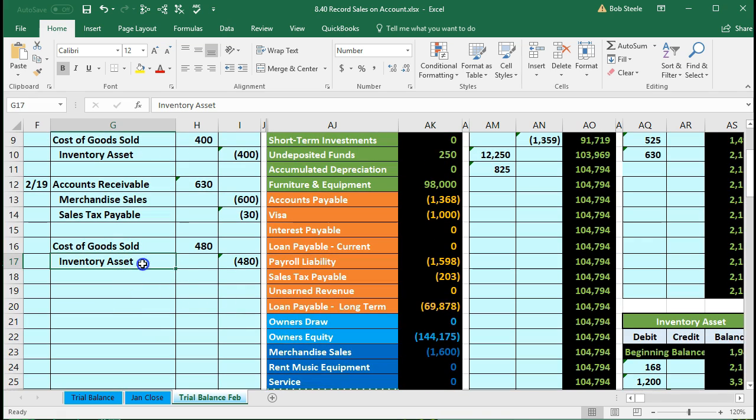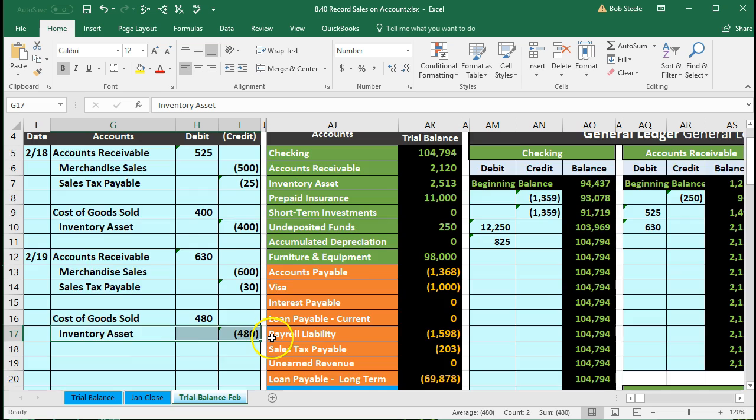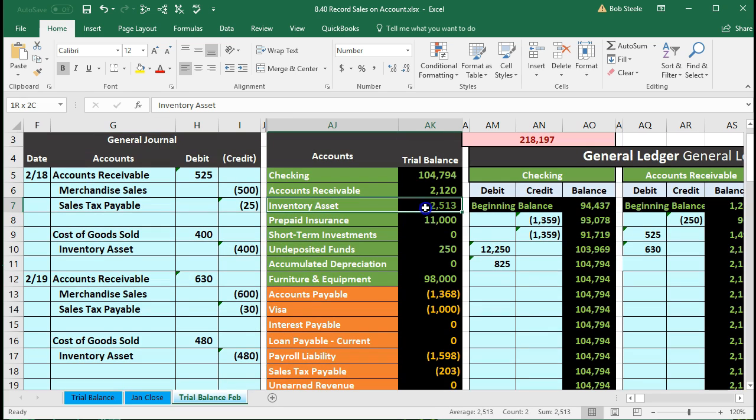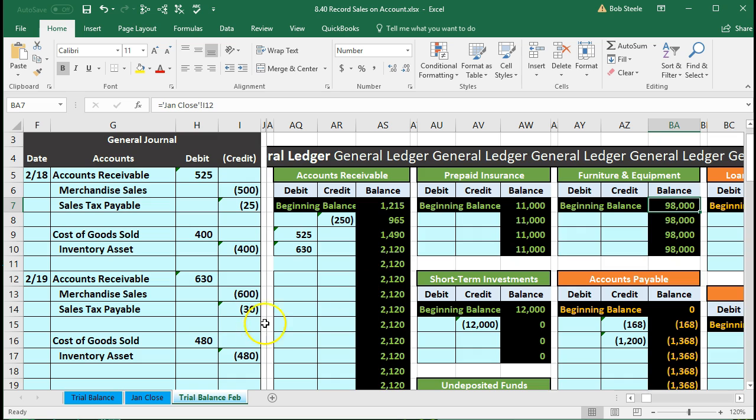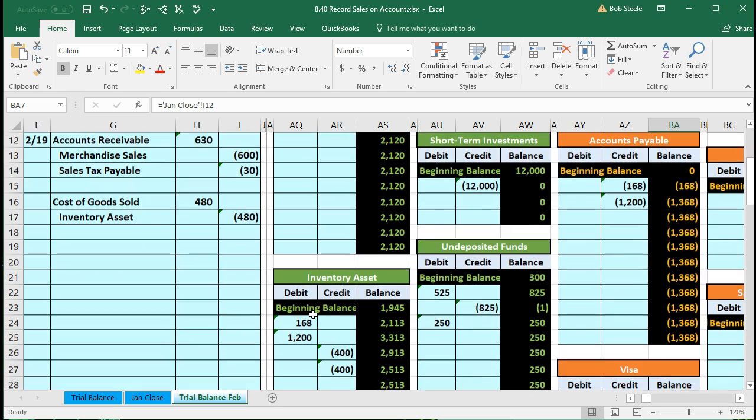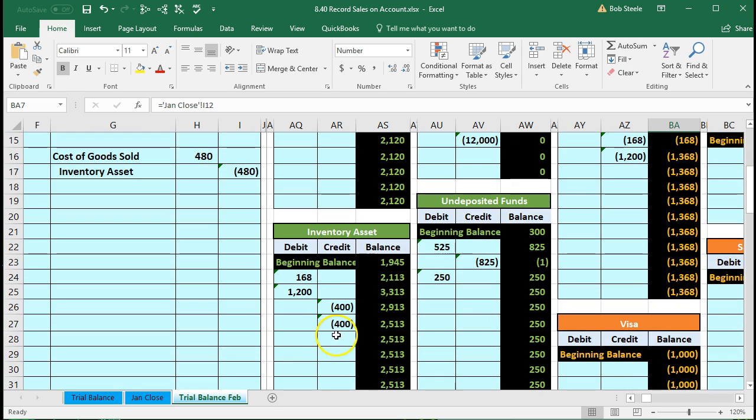Now we've got the inventory. There's the inventory here. Here it is on the trial balance. We'll go ahead and find the inventory now. It's going to be the third account on the general ledger so that we can post this. I think it's in AQ, but I'm going to scroll over so we can have them side by side and then scroll down. We want to be in the credit column.